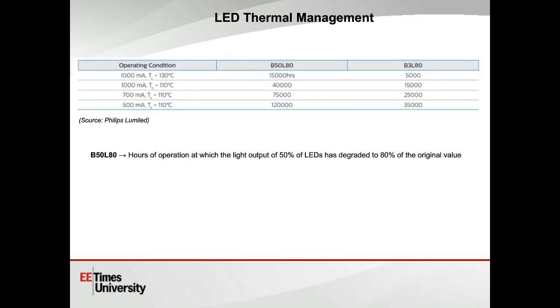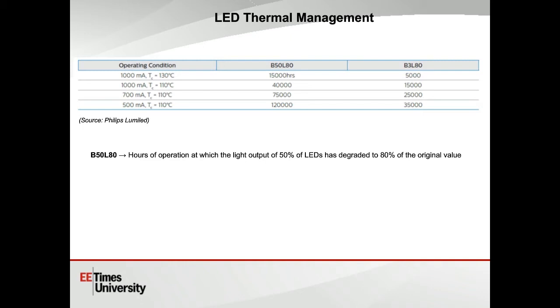This is an example of a data sheet that illustrates how the operating life of an LED varies with different operating temperatures. And this B50L80 parameter that you see here is defined as the hours of operation at which the light output of half the LEDs has degraded to 80% of the original value. If you remember, we talked about confidence and so on in an earlier slide.